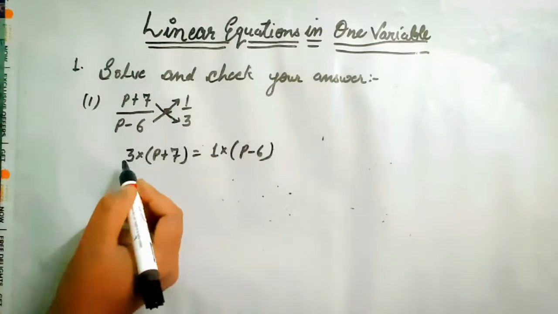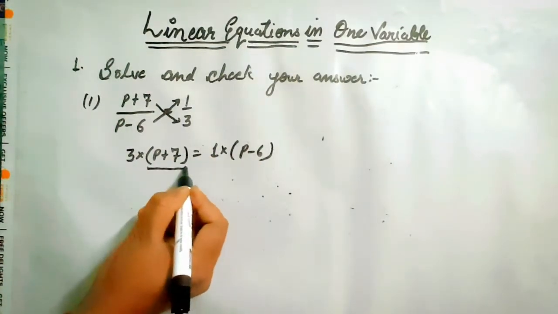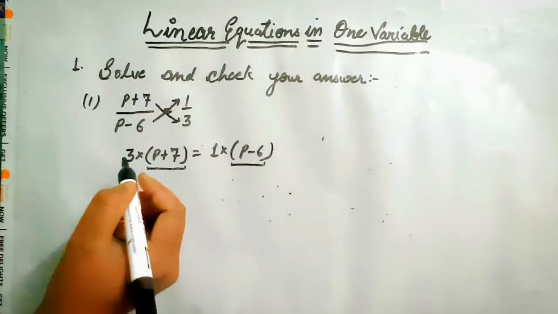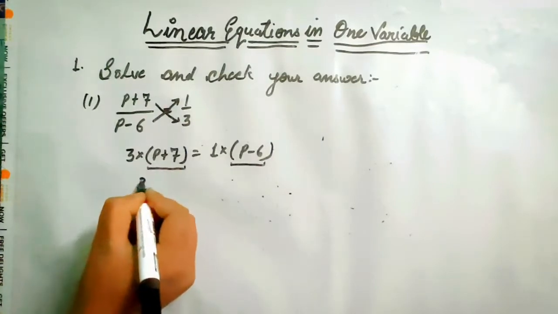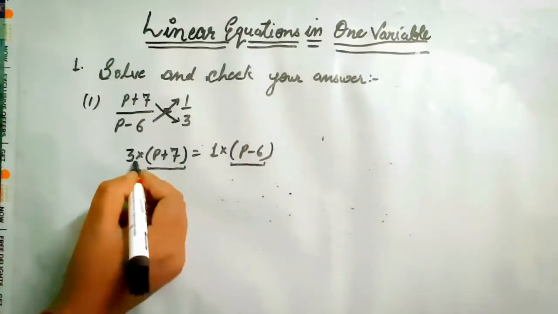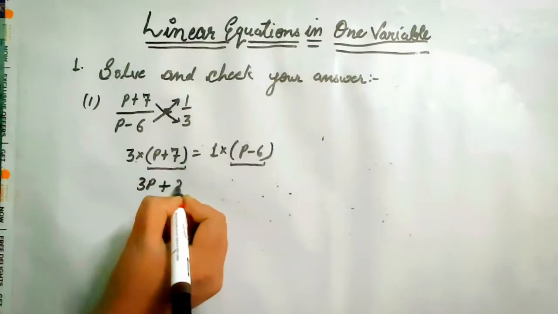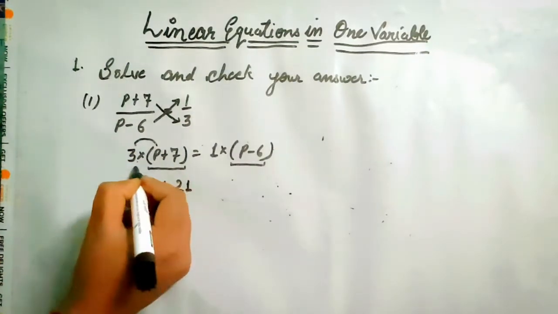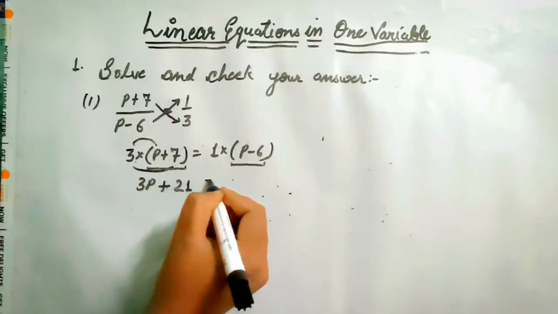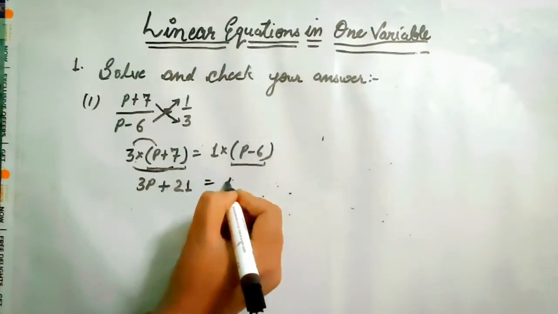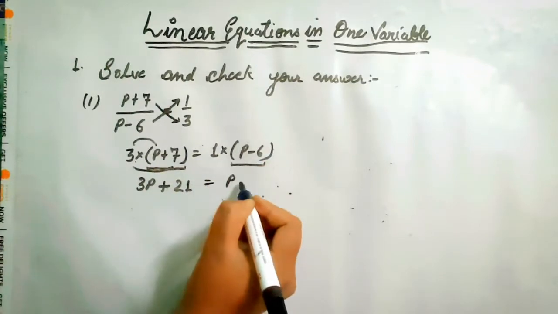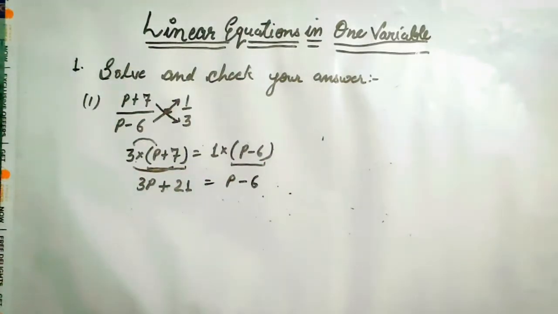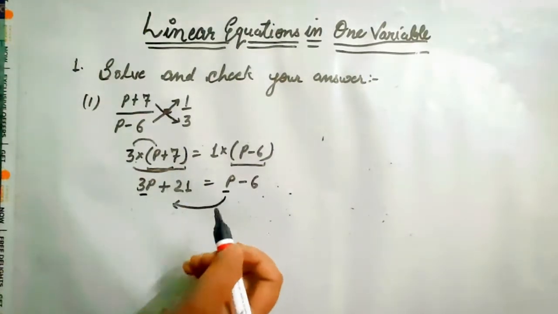So here by 3 you have to multiply both of these terms and by 1 you have to multiply both of these terms. So 3 multiplied by p will be 3p plus 3 multiplied by 7 will be 21. And 1 multiplied by p will be p and 1 multiplied by 6 will be 6. Now what we need to do? We have to transpose the like terms.